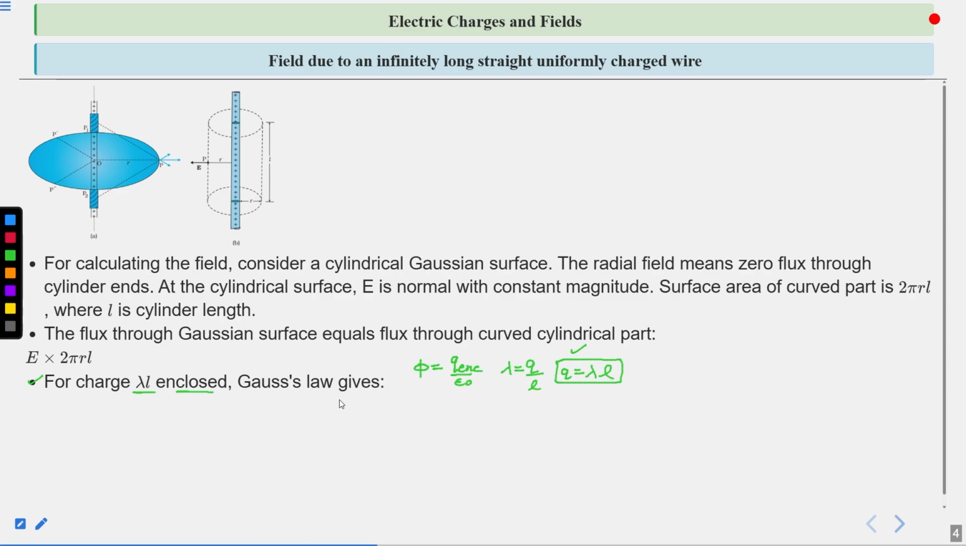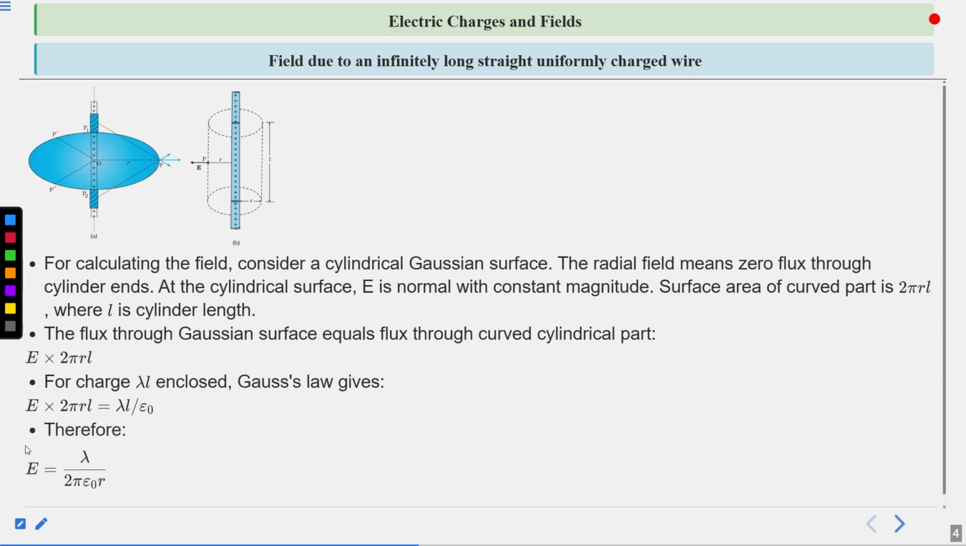So from Gauss law, it gives E into 2 pi RL, which is equal to lambda L divided by epsilon naught. Lambda L is the charge. So from this relation, what is the electric field? Therefore, the electric field is equal to lambda divided by 2 pi epsilon naught R. We know this from Gauss law.